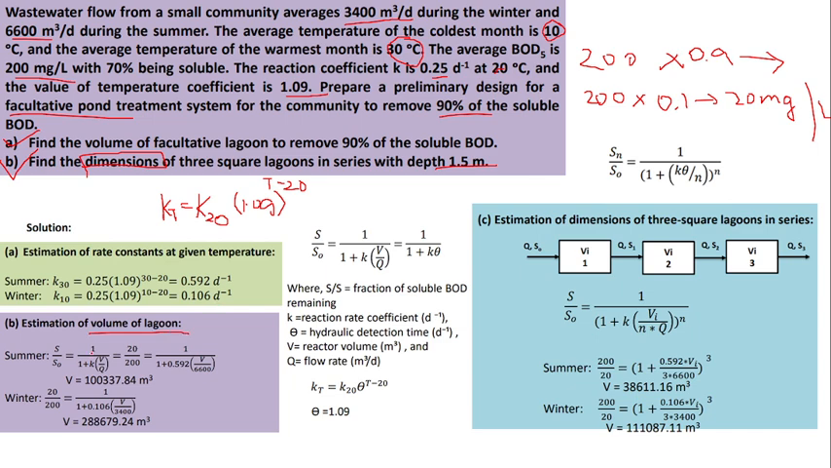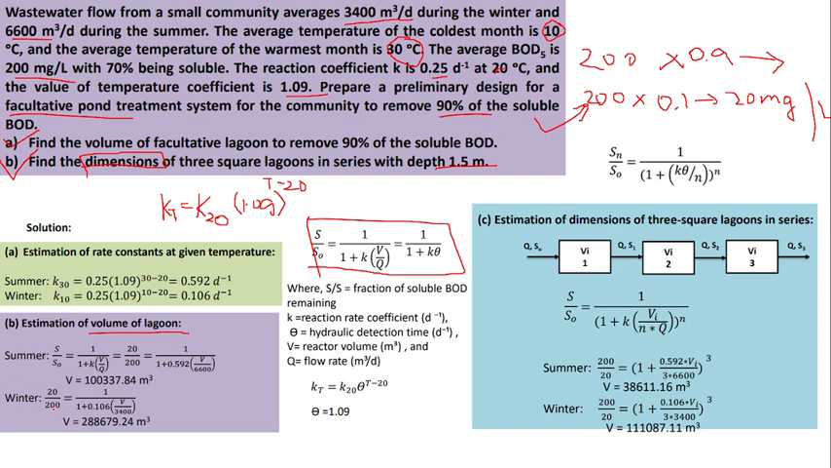Now we have to estimate the volume of the lagoon by using this equation. Okay, this is your general equation, which is S by S naught is equal to 1 by 1 plus K into V by Q, where K is the reaction rate, V is the volume, and Q is the flow rate. This V by Q can be written as theta. So S value is the outgoing BOD. Outgoing BOD for 90% removal should be 20 mg, so 20 divided by incoming BOD, which is mentioned as 200 mg.